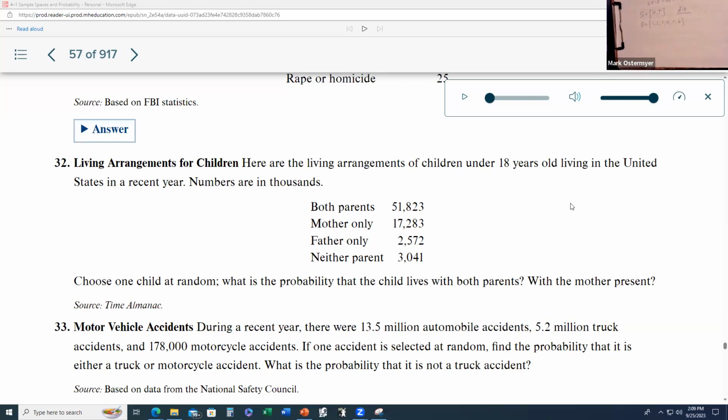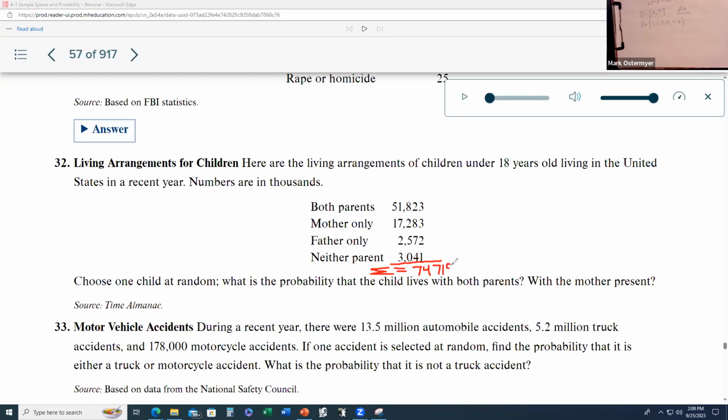So what are we going to have to do with all these numbers? First, we're going to have to add them all up, correct? We got to sum all these numbers up to see how many children were surveyed here. So we must add them all up. So what's the sum of all these numbers? We got to add them up. I get 74,719. That's what I got.